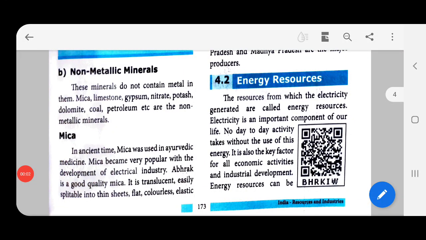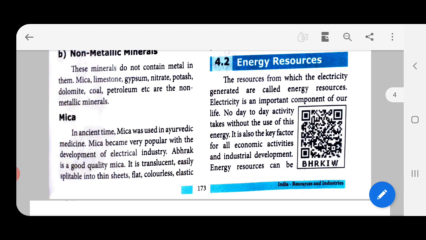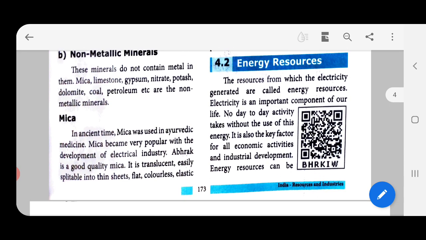So, welcome students. Today's session is about energy resources in geography, the fourth unit. The resources from which electricity is generated are called energy resources. We have already learnt what a resource is. A resource is a place from where you get several other products.